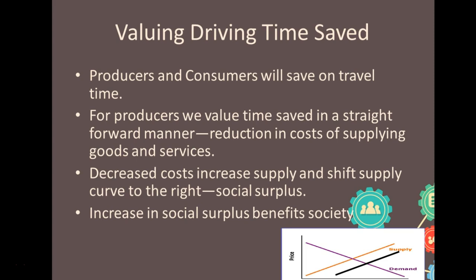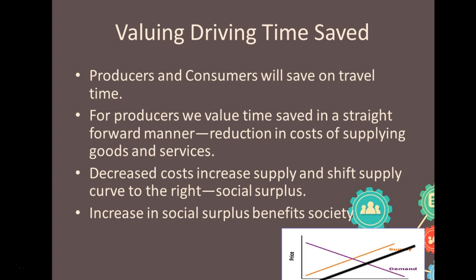When we value driving time, we look at both the time saved by the producers and the time saved by the consumers, and we think about an issue such as travel time that a highway will provide for them. For producers, we value time saved in a straightforward manner, right? The reduction in costs of supplying goods and services increases the supply, so it shifts the supply curve to the right. There's a social surplus. In other words, society overall benefits because we have more products being supplied to them.